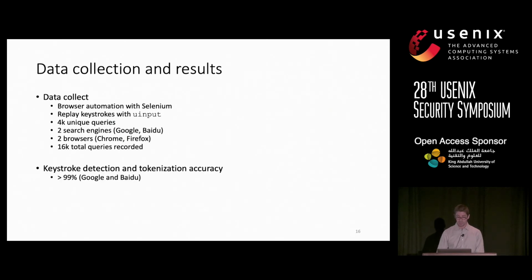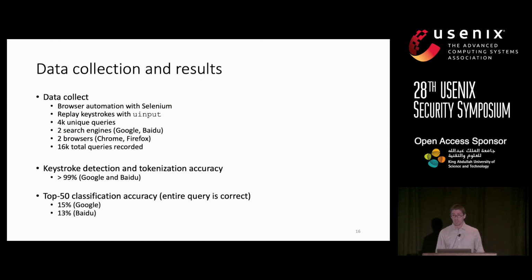The keystroke detection and tokenization can be performed surprisingly accurately. With near perfect accuracy, we can pick out those autocomplete requests and figure out the size of each word in the query. This was looking at both Google and Baidu, and at two different browsers, Chrome and Firefox.